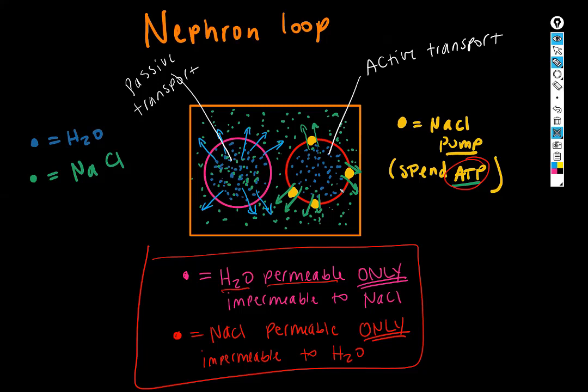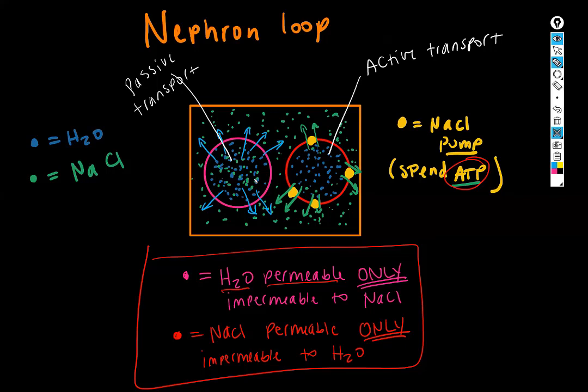So this is my very basic starting condition. You can see that pumping of salt into the interstitial space drives water out of the pink tube and into the interstitial space as well. So up until now, I've just sort of shown you this controlled, rarefied environment. Now let's apply it to the loop.